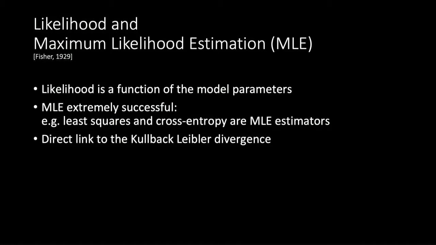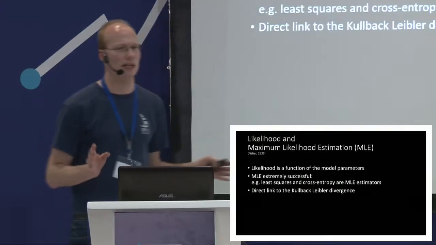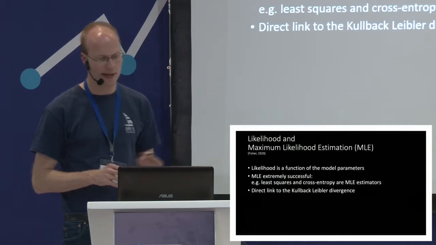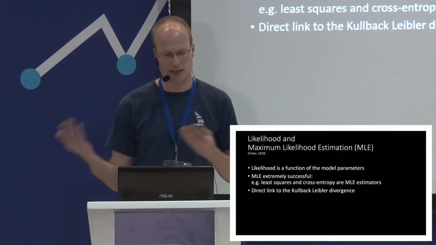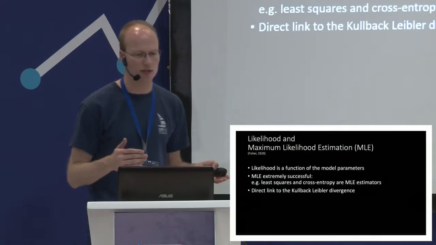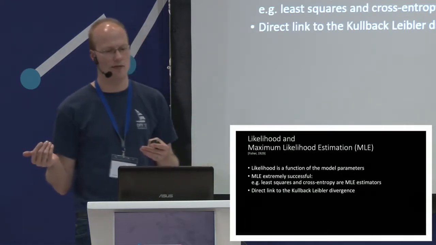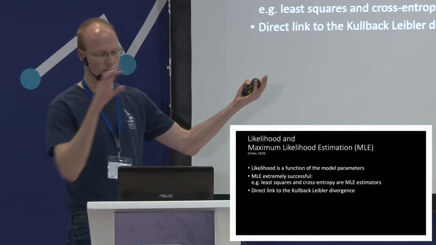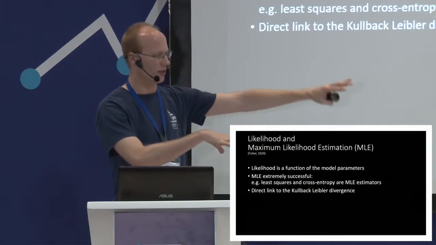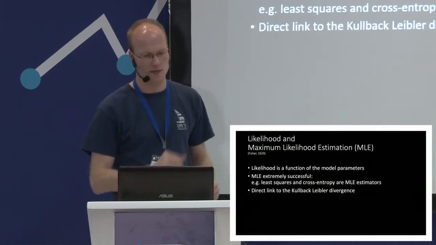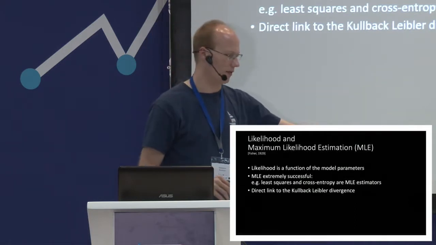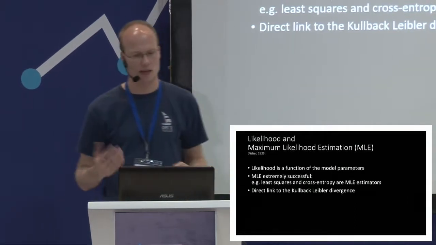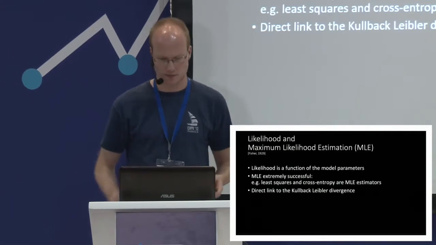And maximum likelihood estimation is very popular. For example, if you do least squares estimation for regression, or if you use softmax cross entropy in your deep learning framework, that's all maximum likelihood. And there will be a link to the divergences we will discuss later. If you do maximum likelihood estimation, you optimize the Kullback-Leibler divergence to the true distribution. So if your model is Q and the true distribution is P, you optimize the KL divergence from P to Q.